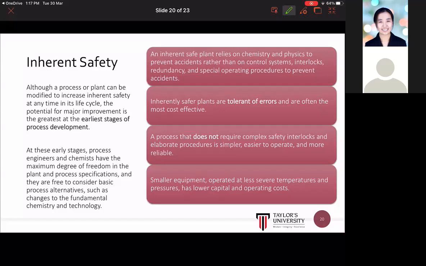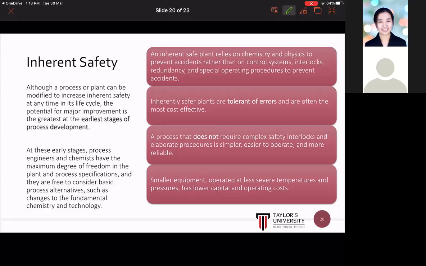However, if you start working and you realize that, oh my God, I'm in a plant that is so old that needs to do a revamp, that's where you review them stage by stage to see how you can implement inherent safety in an existing plant. Okay. An inherent safety plan relies on chemistry and physics to prevent accidents rather than a control system.